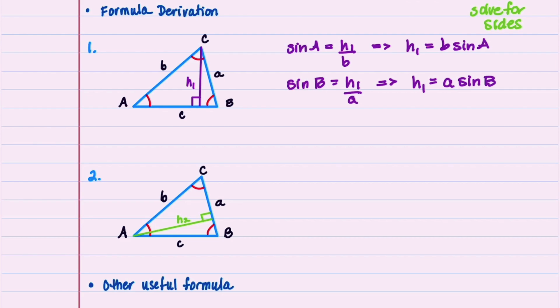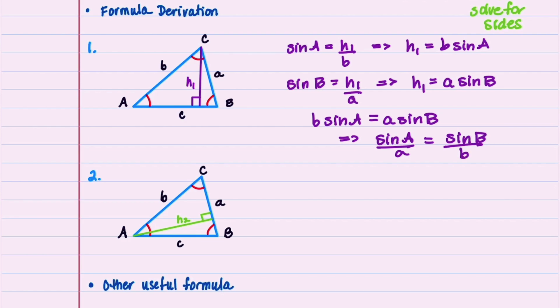We can then equate the h1s, and that gives us that b times sine A is equal to a times sine B. If we divide both sides by a and b, that gives us our formula. Sine A over a is equal to sine B over b.